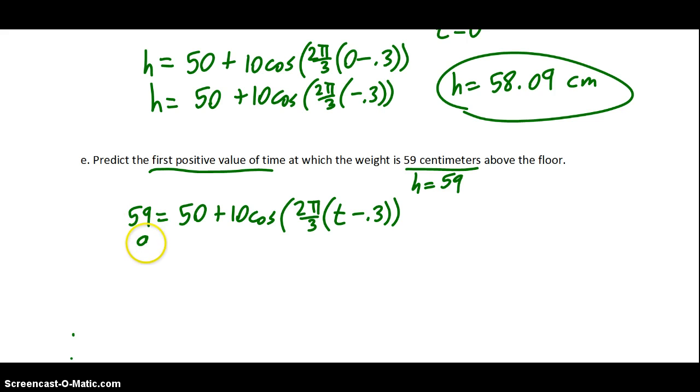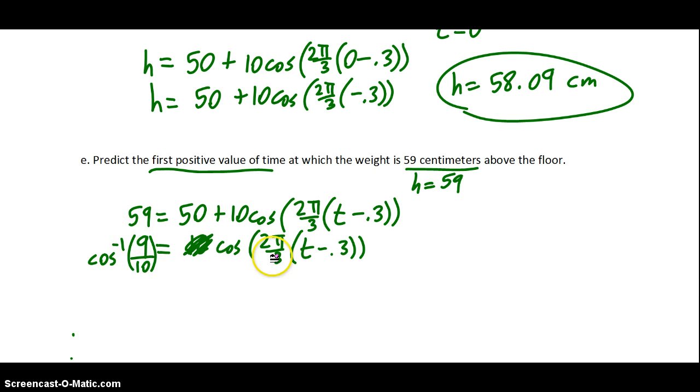Subtract 50, so that'd be 9 equals 10 cosine 2 pi over 3 times t minus 0.3. Divide by 10, and at this point, if you don't care, I'm going to go ahead and start crossing things off. To get rid of the cosine, you're going to take the inverse cosine. That gets rid of the cosine.